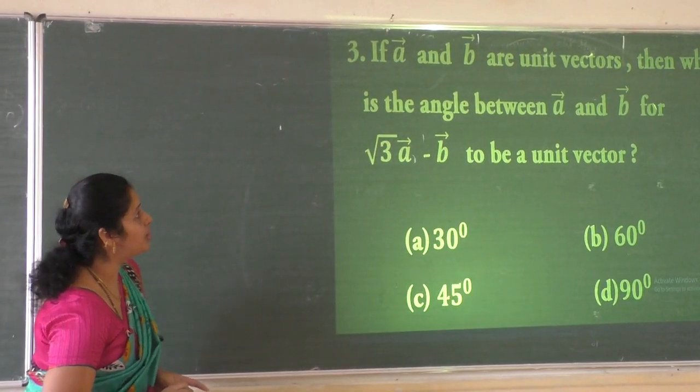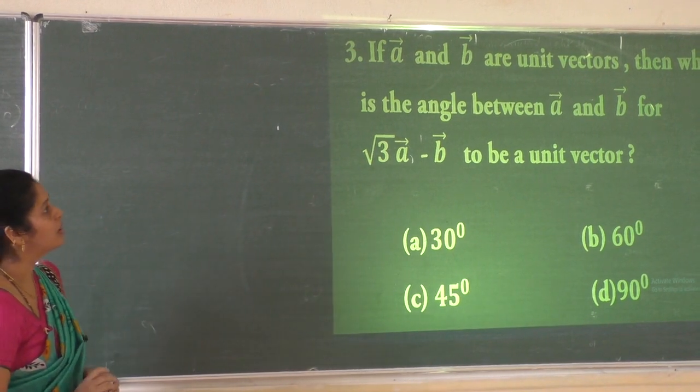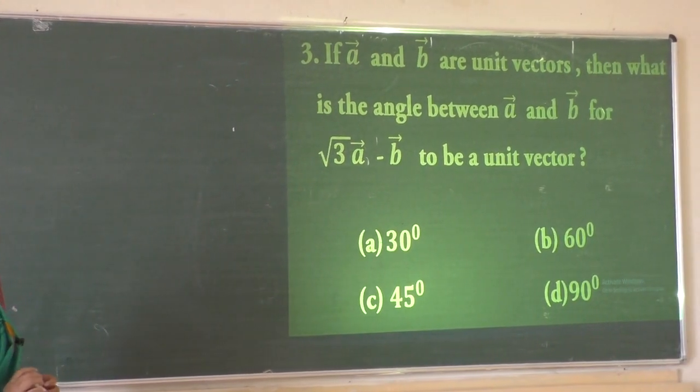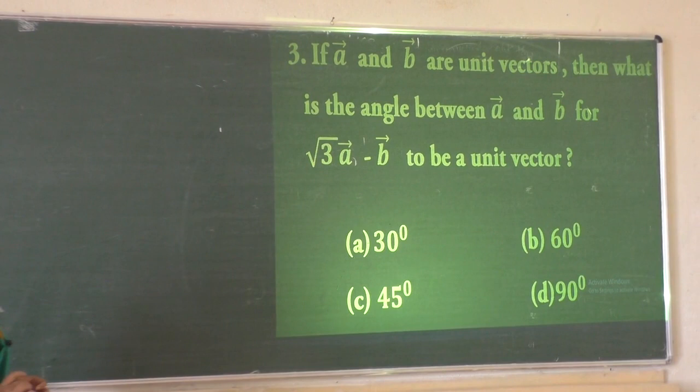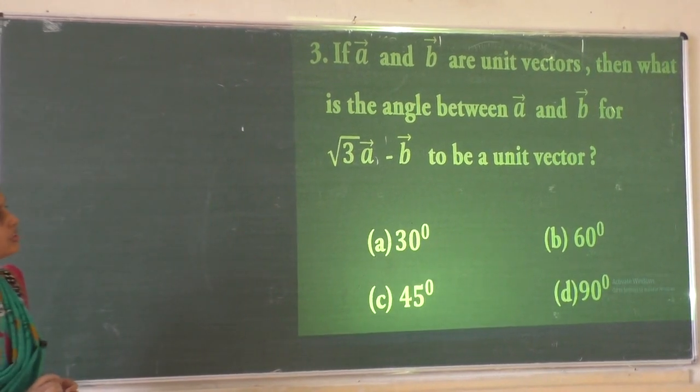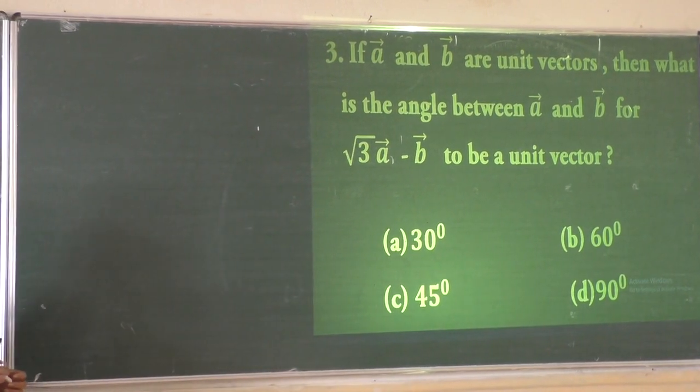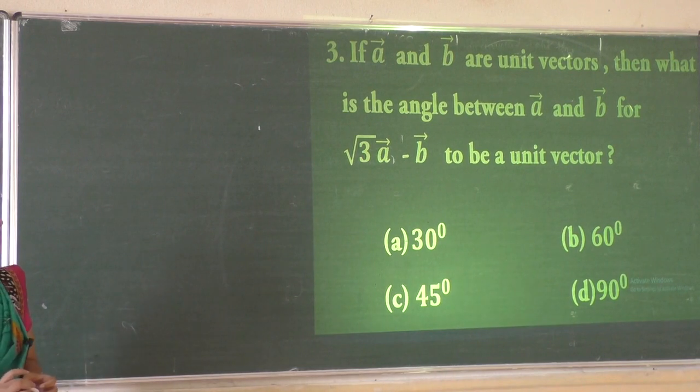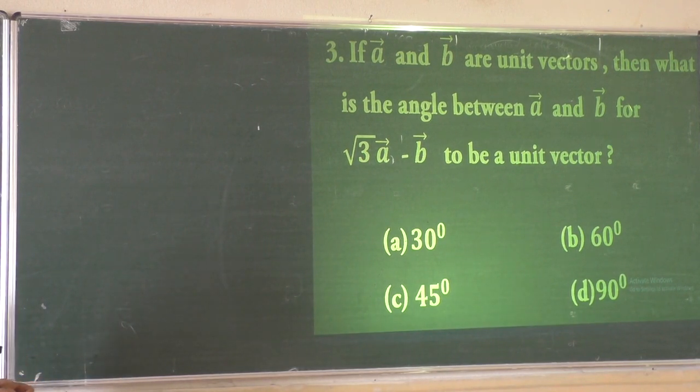Okay, now question number 3. If vector A and vector B are unit vectors, then what is the angle between vector A and vector B for root 3 vector A minus vector B to be a unit vector? So you have to find the angle. Four options are given: 30, 60, 45, 90.